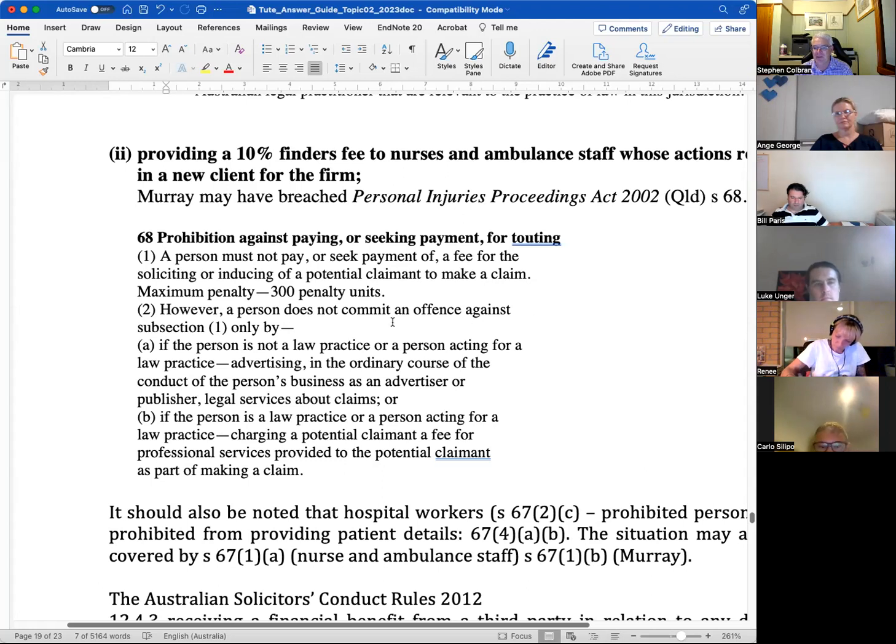Now, let's have a look through the rest of this. The person does not commit an offence against that only by doing either A or B here. So A is if the person is not a law practice or a person acting for a law practice, so they're totally unrelated to the law practice, advertising in the ordinary course of the conduct of a person's business as an advertiser or publisher, legal services about claims. So who's that protecting?